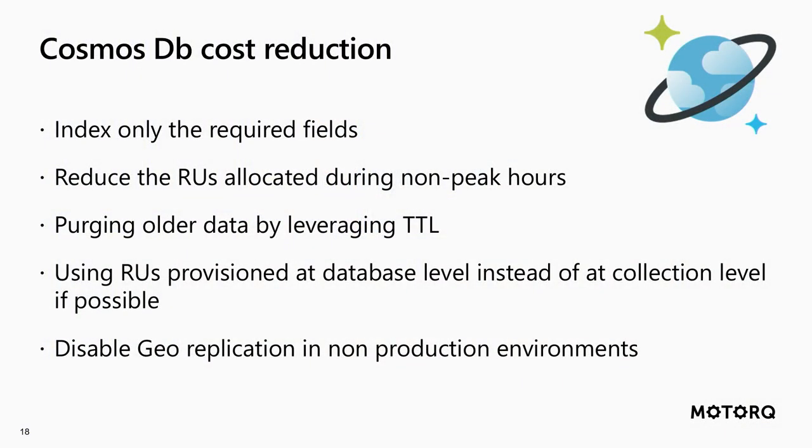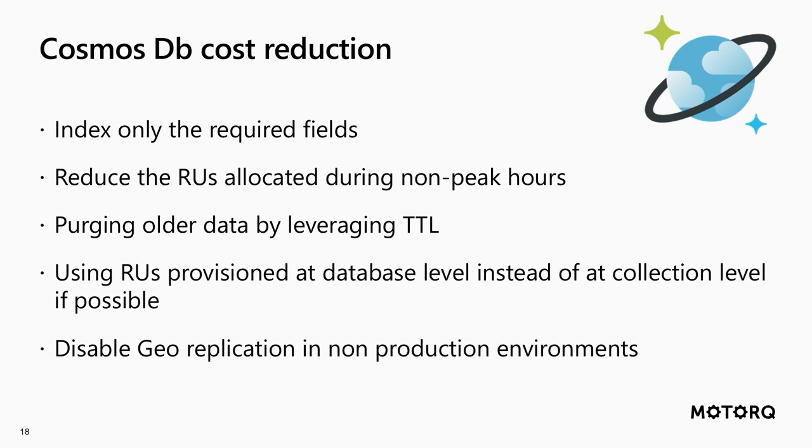So these are some of the strategies for Cosmos DB cost reduction. You can index only the record fields you need. This will reduce the write RU consumption. And then you can have a cron job to reduce the RUs allocated during the non-peak hours. And you can also purge the old data by leveraging the TTL in the collection. So if you don't need data older than 3 days, you can set the TTL to 3 days.